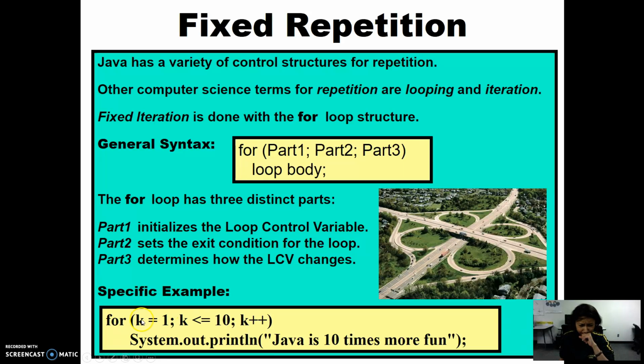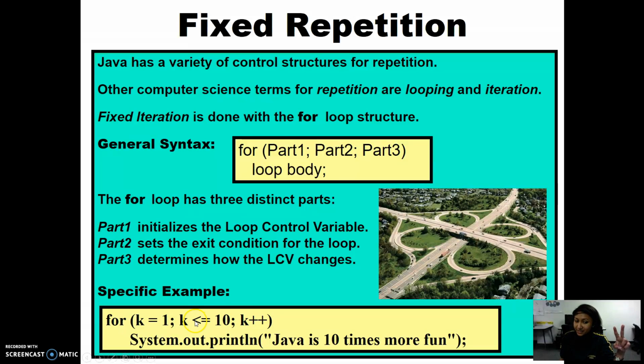Okay, so what is your loop control variable? It's this value k here. So initially k is equal to 1. Then it's going to ask the question, is 1 less than or equal to 10? If it's true, then it's going to do this loop statement. After it does it once, it's going to increment the value of k. So now k will be 2.